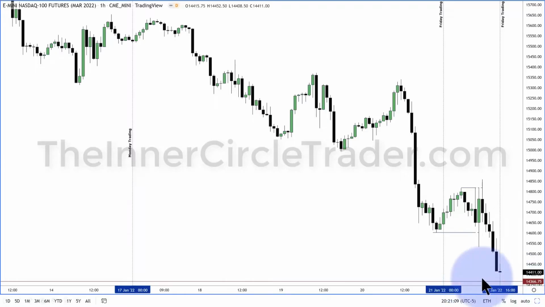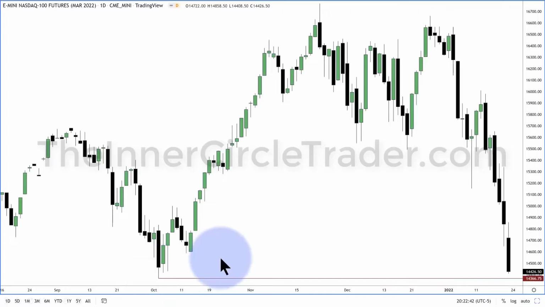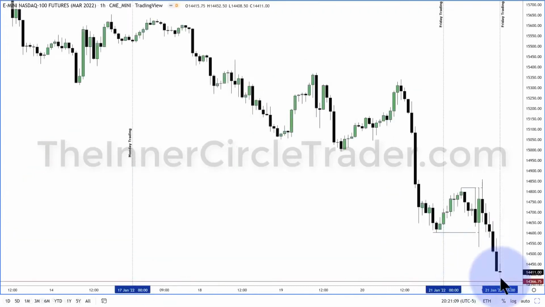So if we know that this level down here is the old daily low, and again, let me take it back up to the daily chart, that's this low right here, okay? By dropping down into the hourly chart, that level is here. All I'm doing is transposing those daily levels right onto this hourly chart.